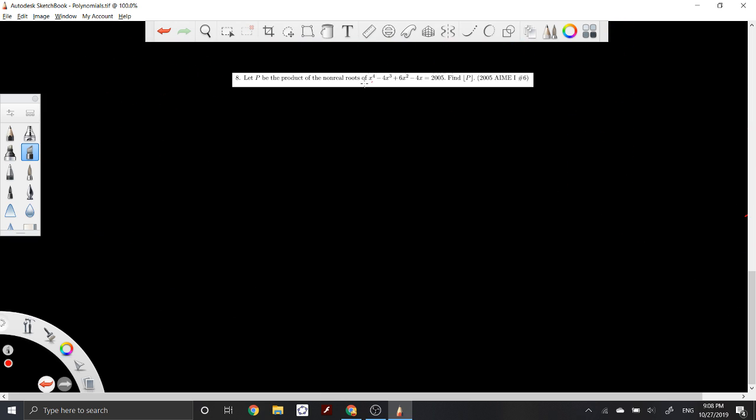This last one requires another neat trick. So let p be the product of the non-real roots of this polynomial. We have, let's say, p of x. I don't like how it's the same as this variable, but this is a function, it's a polynomial, this is just a variable. And we want floor of p. So we want the floor of the product of the non-real roots of this polynomial.